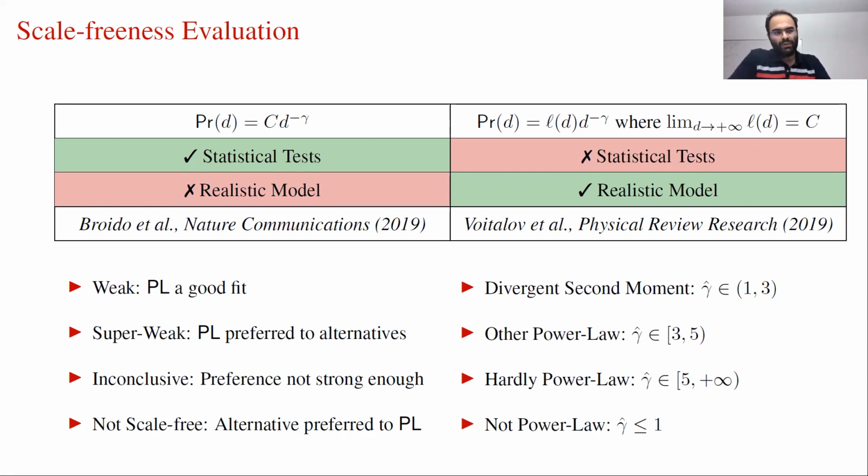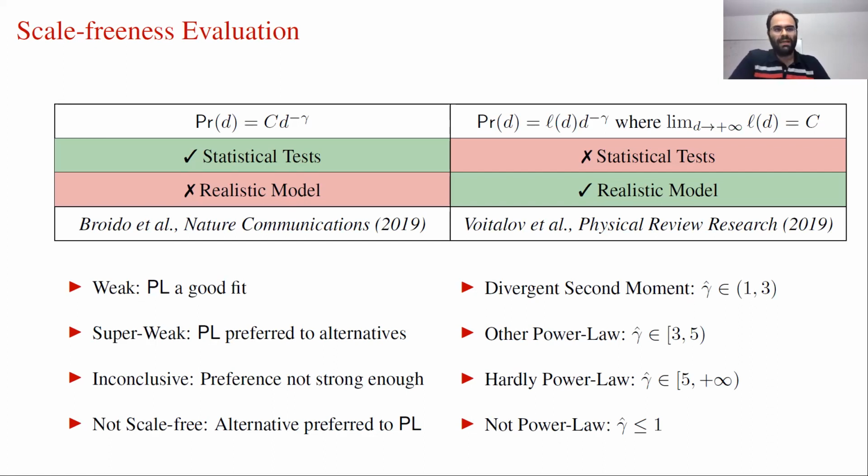If gamma hat is smaller or equal than 1, we say that the network is not power law, because in this case, we could have nodes with a linear degree, which is not possible. And otherwise, if we exclude the case of gamma hat being smaller or equal to 1, the extent to which a network is evaluated as scale-free decreases with values of gamma.